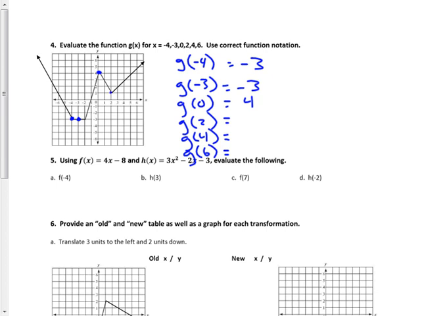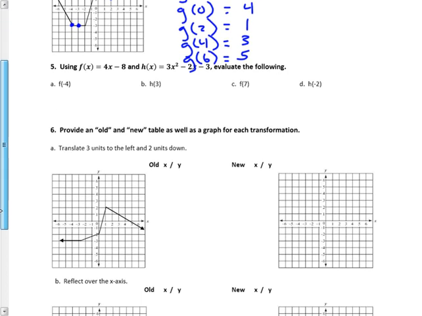G of 2, again, the same idea. We're going to go with solid number 1. G of 4, same idea. I should just shift the graph over. G of 6, goes up there to 5. So look at the whole numbers. If it falls in between, you can go with halves. So go with whole numbers or half numbers when we're looking at the graphs that I make.